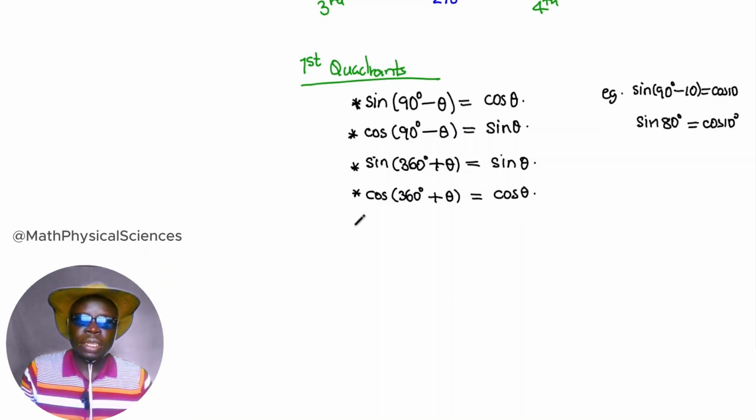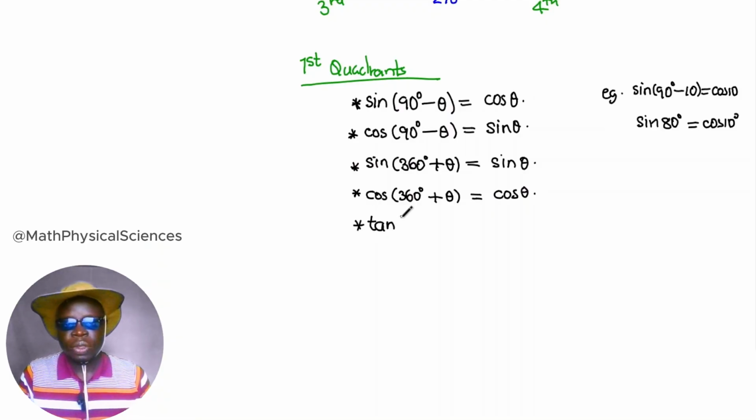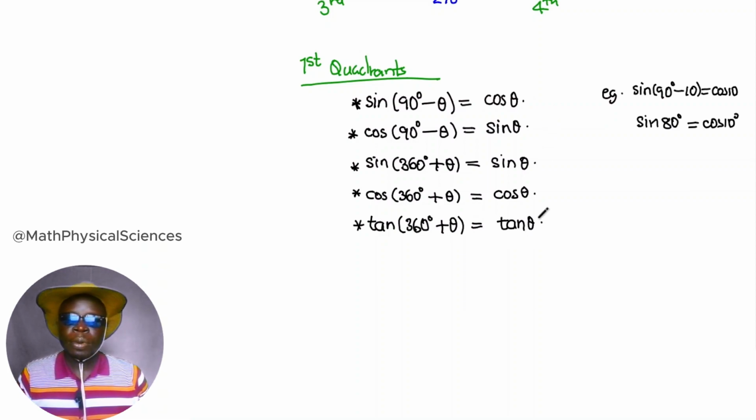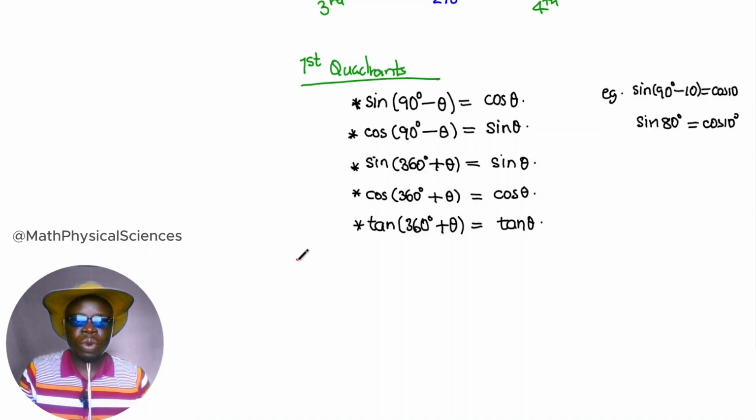Now lastly, we move on to tan of that angle 360 plus the angle theta. This gives us tan theta. Now all these are positive because they're in the first quadrant. Now let's move on to the second quadrant and see how it also works. So we can say second quadrant.